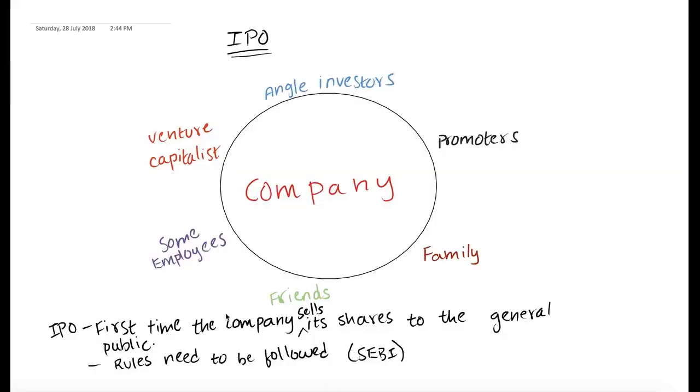IPO means the first time the company sells its shares to the general public. The number of shares and the price band of these shares are determined by various factors by SEBI. SEBI regulates the IPO process of any company in India. If your private company needs to go public and announce an IPO, you need to approach SEBI and explain the reasons for going from private to public, and the total funds that your company requires. Then SEBI decides the total number of shares and the price based on various factors. That's the approach by which a private company moves to public, by announcing an IPO.